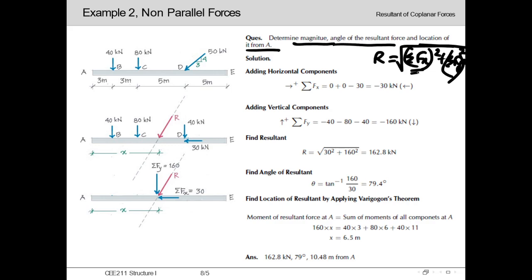So let's calculate summation of f of x and summation of f of y first. For summation of f of x, 40 is acting downwards, so there is no component for 40, it will be 0. For 80 there will also be no component, but for this 50 kilonewton there will be two components, one in y direction and one in x direction. From our lecture 1, equilibrium of concurrent forces, we have already seen how to calculate these components.